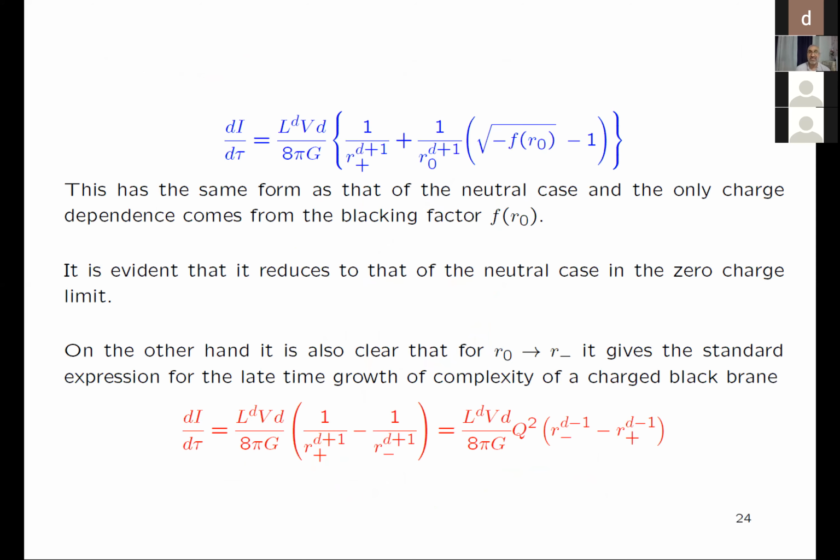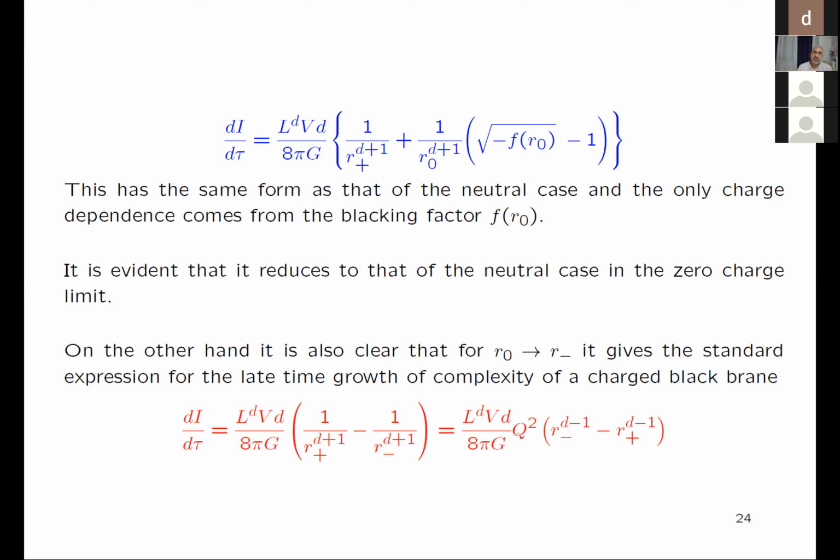Interestingly, it has the same expression as the neutral case, and the only charge dependence comes from the blackening factor. Therefore, it is evident that it reduces to that of the neutral case in the zero charge limit. If you set Q equal to 0, this reduces to the black hole without charge, and this is exactly the expression we had for the neutral case.